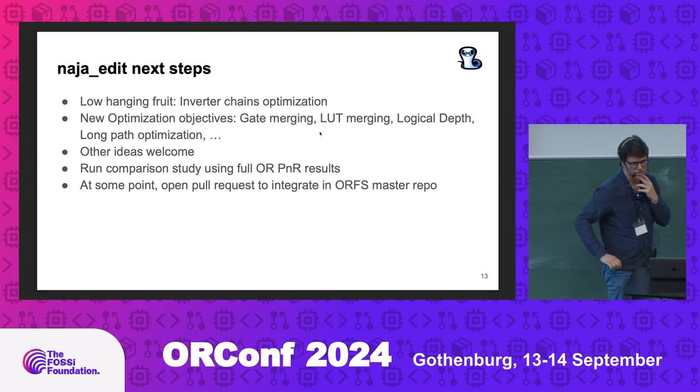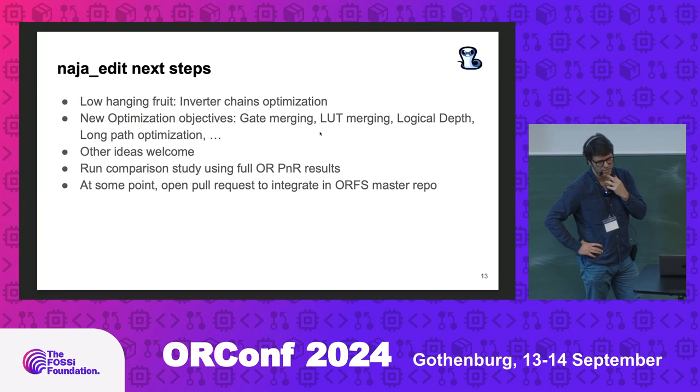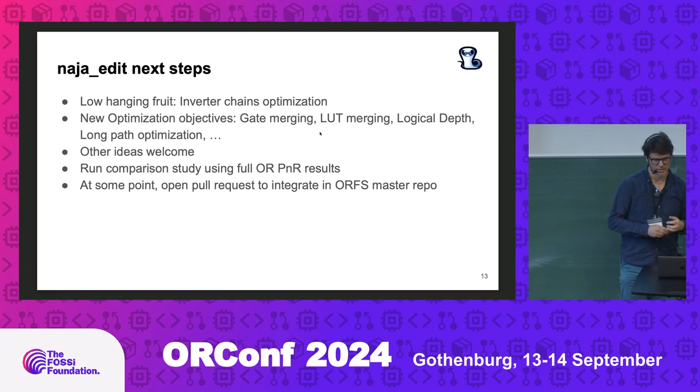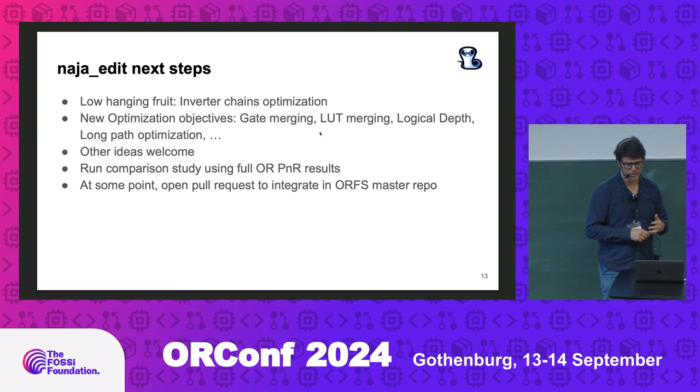Okay, so next steps. There are still some low-hanging fruits in optimization. First, obviously, it's inverter chains, because after our propagation we currently get a lot of inverter chains. So we can implement a lot of optimization objectives. It can be gate merging, LUT merging if it's FPGAs.